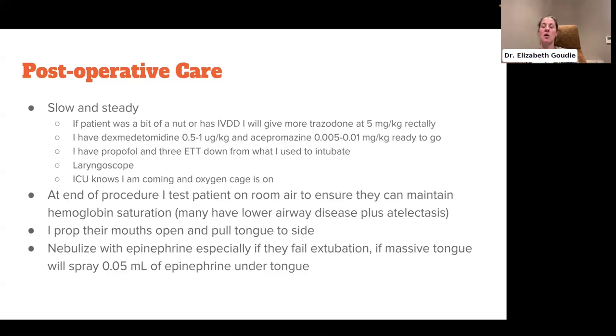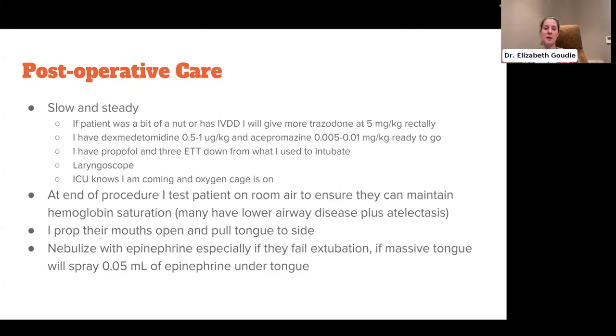So I will recruit them. I'll hold them at, say, 15 centimeters of water for 10 seconds to try and pop open those alveoli. And then I will test them on room air. So I will keep them asleep and test them on room air. Remember that it takes a full 3 to 5 minutes for a patient to desaturate. So sit there while you have that going on.